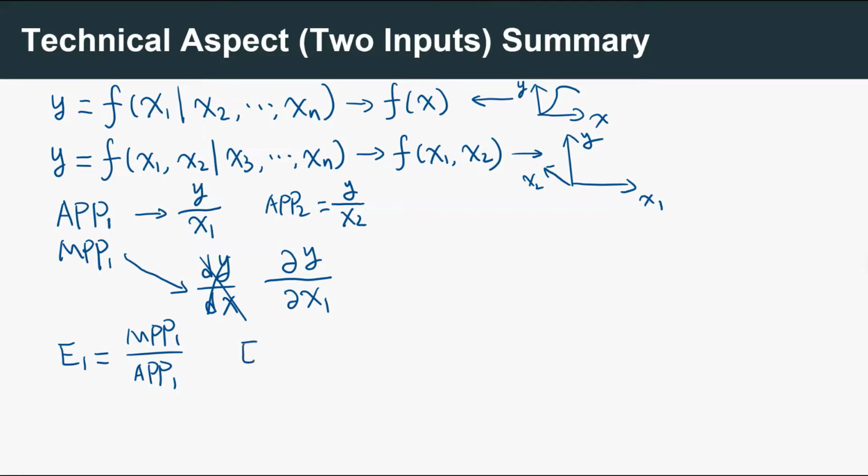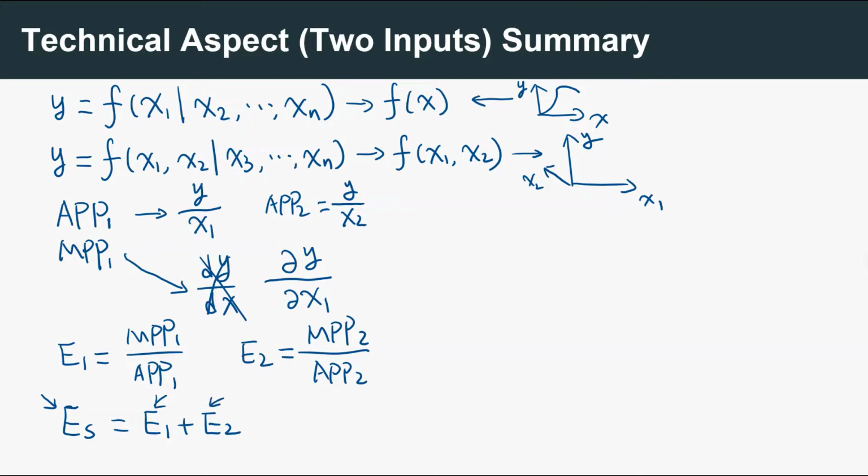And with the second input, it's also the same. Those two are factor elasticities, or we may call them partial elasticities of production. And later on, we said that the elasticity of scale is equal to the summation of those two partial elasticities of production. So the elasticity of scale can be thought of as the total elasticity of production.